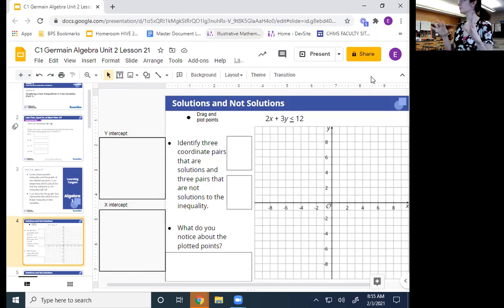With this piece of the grid, there's probably going to be more that are solutions and not solutions. Nice job, Peyton. Nice job, Kyle. Let's get some more coordinate points, please.